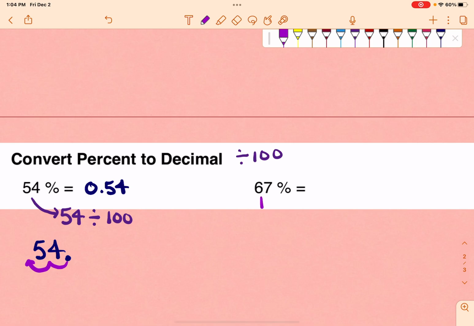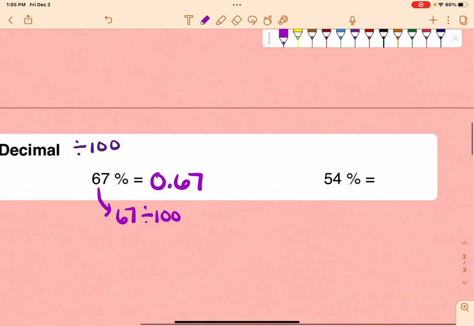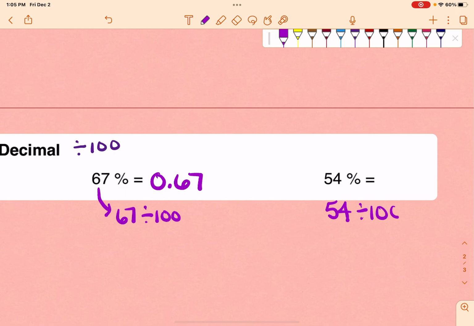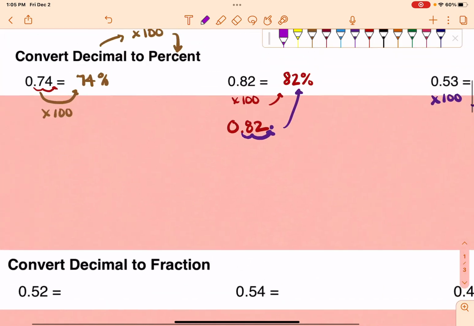Okay, so if I have 67%, take 67, divide it by 100. So it's going to be 0.67. If I have 54, divide it by 100. It's going to be 0.54. So as we're going back and forth, it helps us just to have the method to use. So let's go to our next one.